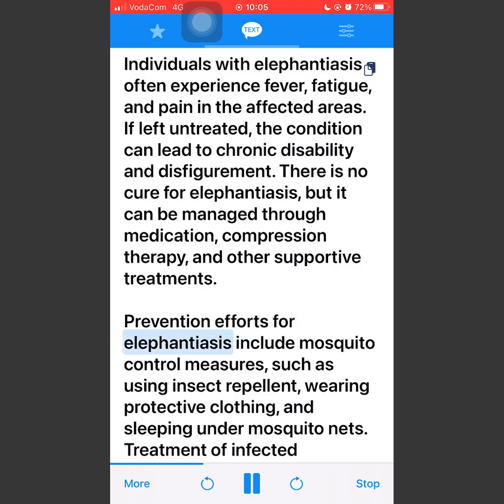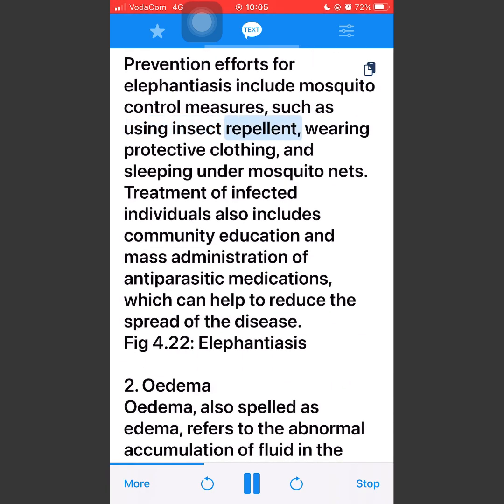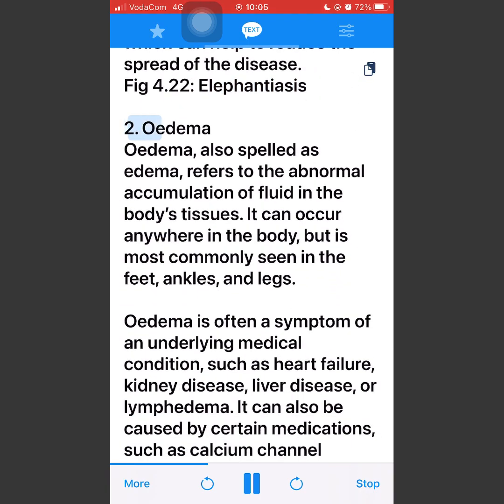Prevention efforts for elephantiasis include mosquito control measures, such as using insect repellent, wearing protective clothing, and sleeping under mosquito nets. Treatment of infected individuals also includes community education and mass administration of antiparasitic medications, which can help to reduce the spread of the disease. Figure 4.22, Elephantiasis. 2. Edema.